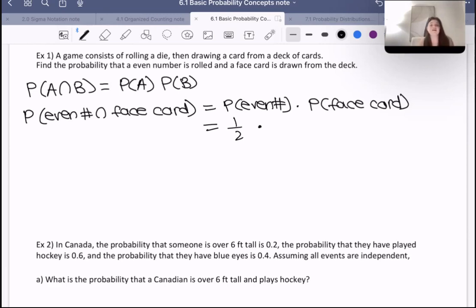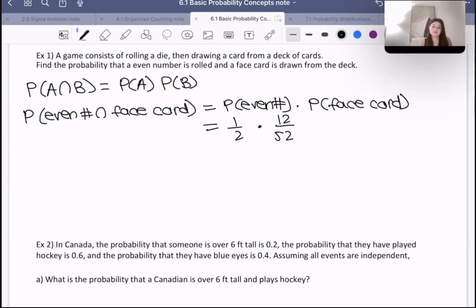What's the probability of drawing a face card? Well, let's think about it. There's 52 cards overall in a deck, and face cards are which ones, right? Face cards are jacks, kings, and queens. And actually, some people consider aces face cards as well. In this case, we're not going to. We're just going to say jacks, kings, and queens are face cards. So that's 12 of the overall cards, right? Because we have king of all 4 suits, queen of all 4 suits, and jack of all 4 suits. So all 4 kings, all 4 jacks, and all 4 queens make 12.